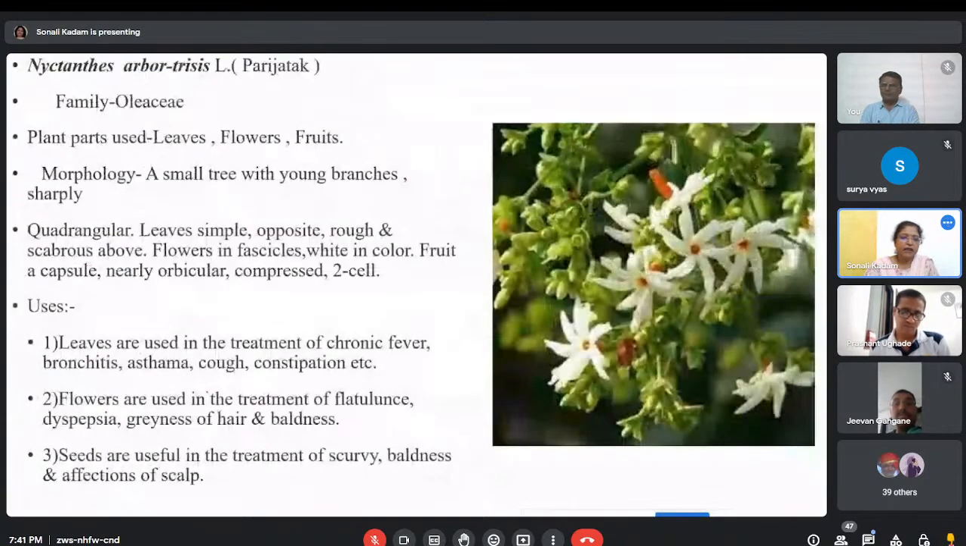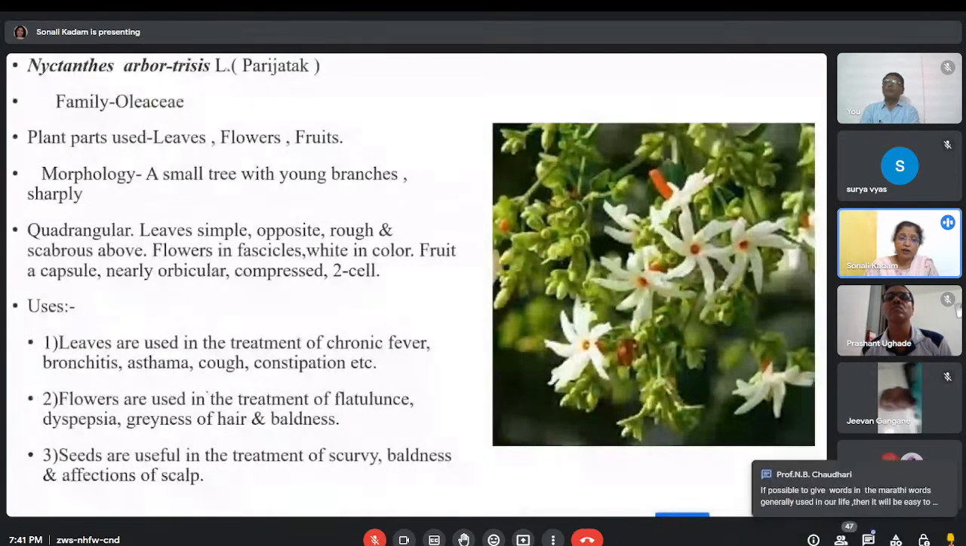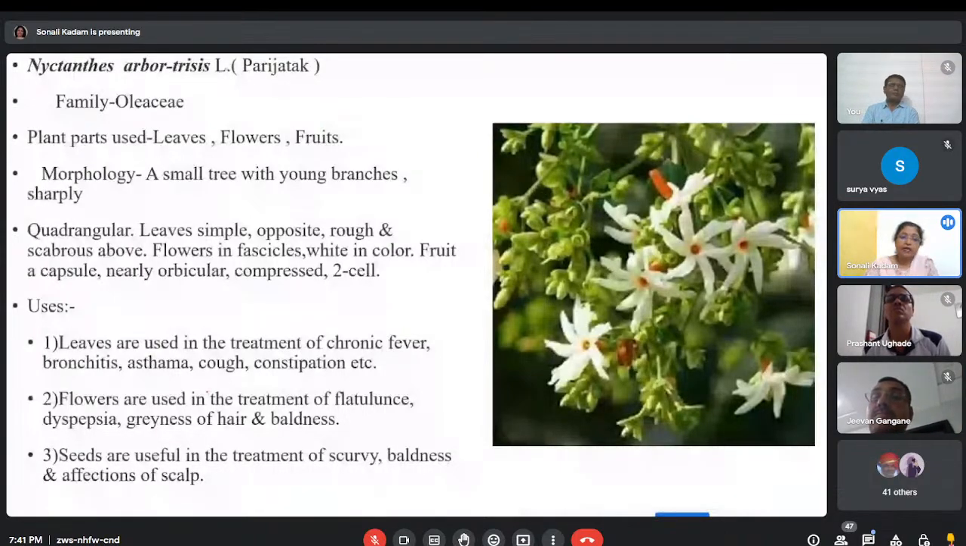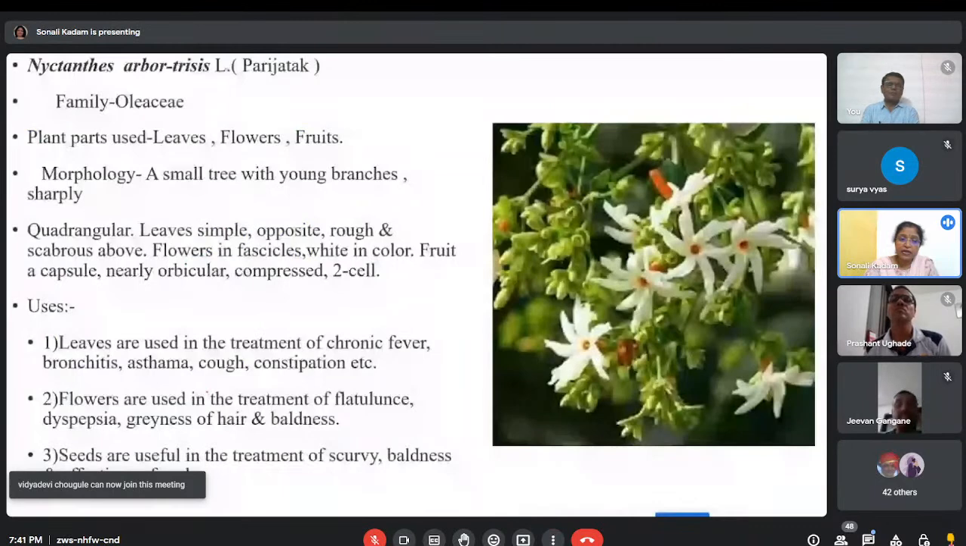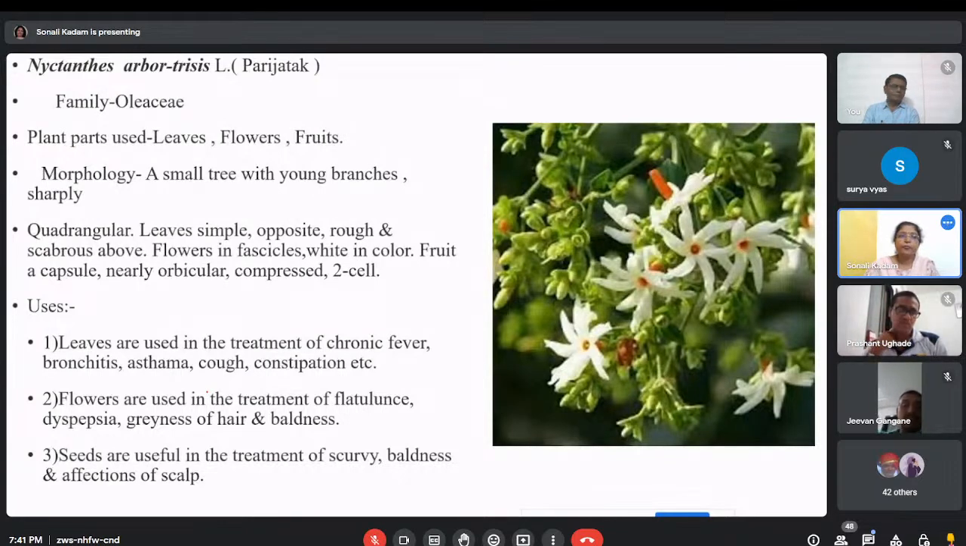Then prajakta. Okay, prajakta you must have around you. The leaves are used for chronic fever, bronchitis, asthma, cough, constipation. The flowers are used in the treatment of dyspepsia. Then grayness of hair, baldness. The seeds are used on scurvy, baldness, and affections of the skull. So just to treat baldness, mostly these prajakta flowers and seeds are used.